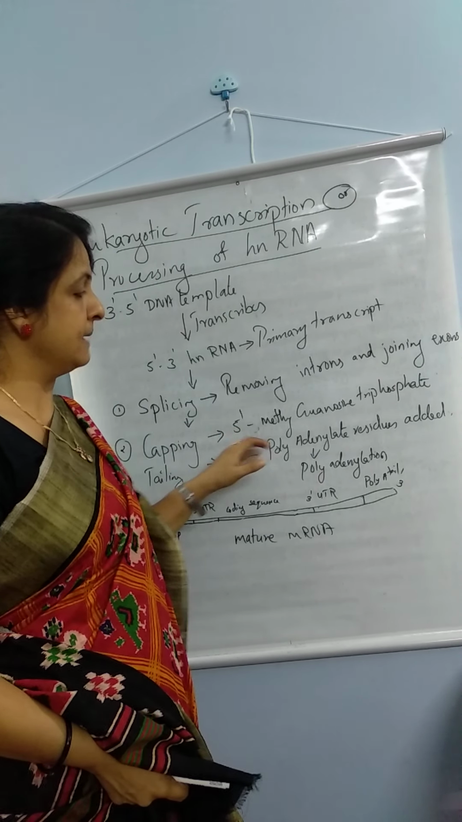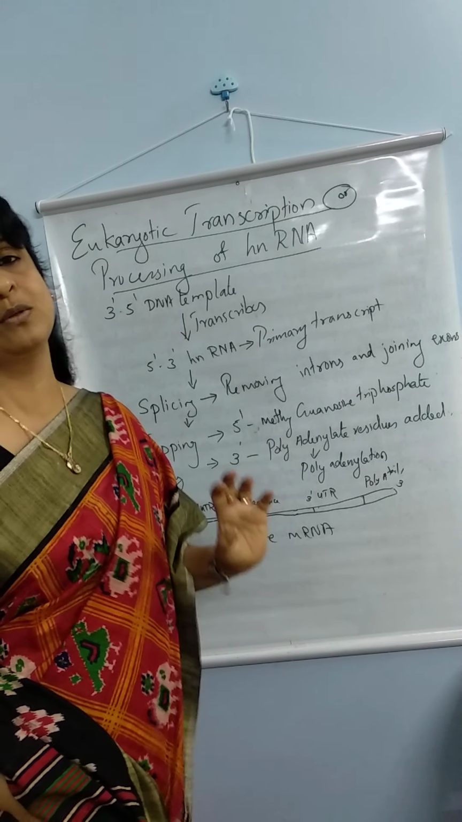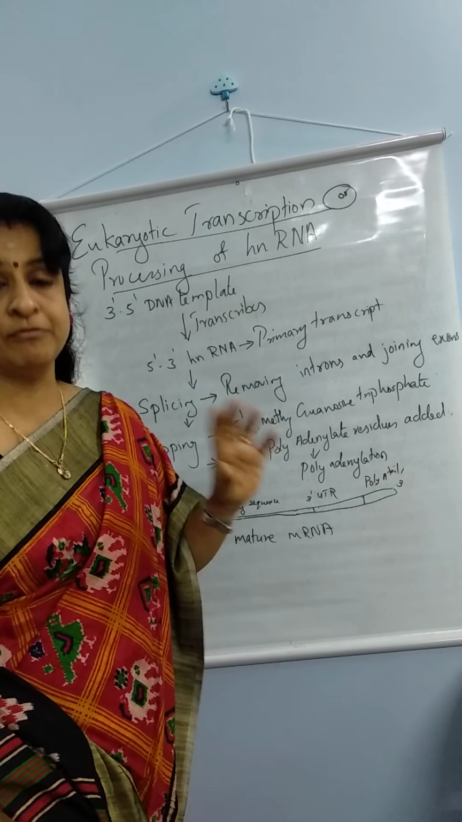So in the 5' end, methyl guanosine triphosphate is added. That is what we call capping. And this capping is important for identifying.